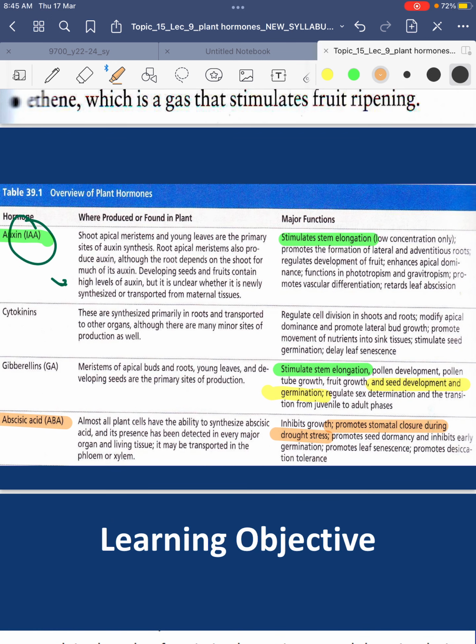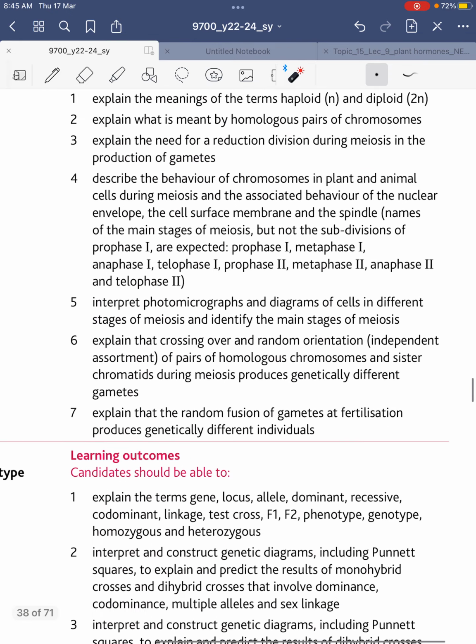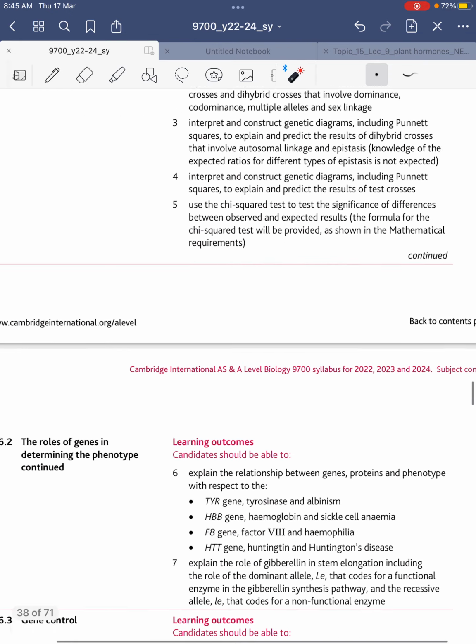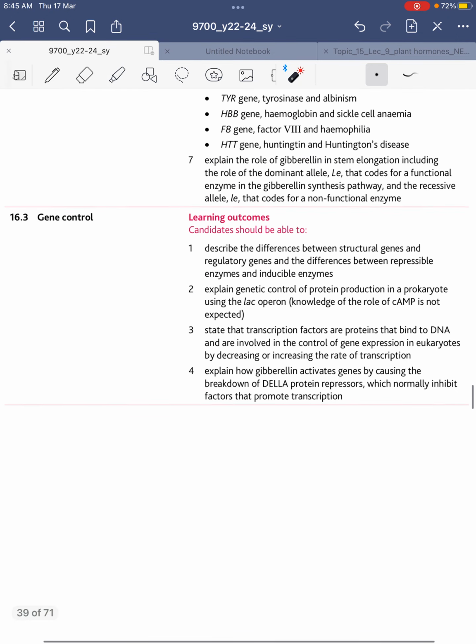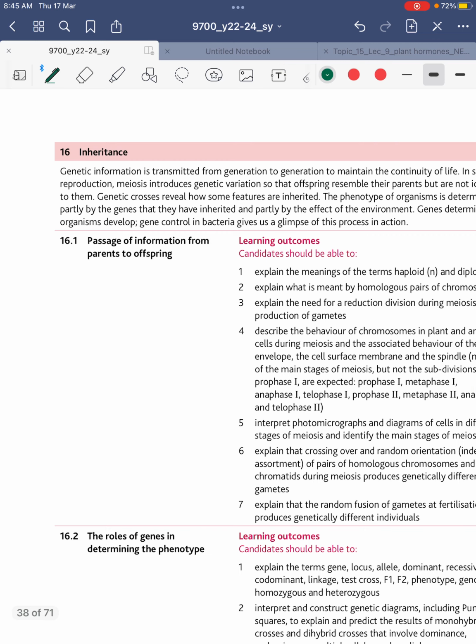Right, so let's go back to the learning objectives. What is objective 16.3.4? Describe the role of gibberellins in germination of seeds. We're just going to talk very briefly about this, because we will talk about it in great detail when we reach topic number 16, which is on inherited change.